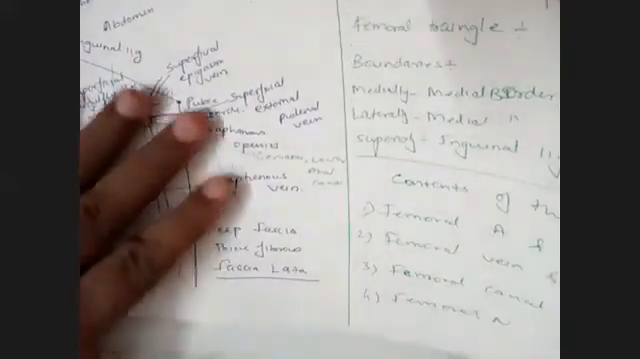What forms the roof? Skin and superficial fascia. These are all the structures in the roof: skin, superficial fascia, superficial inguinal lymph nodes, femoral branch of the genitofemoral nerve, ilioinguinal nerve, superficial branches from the femoral artery, and the great saphenous vein and its tributaries. So these are the structures in the roof.